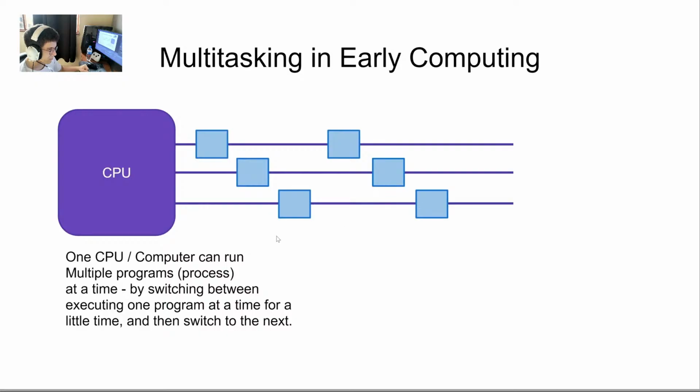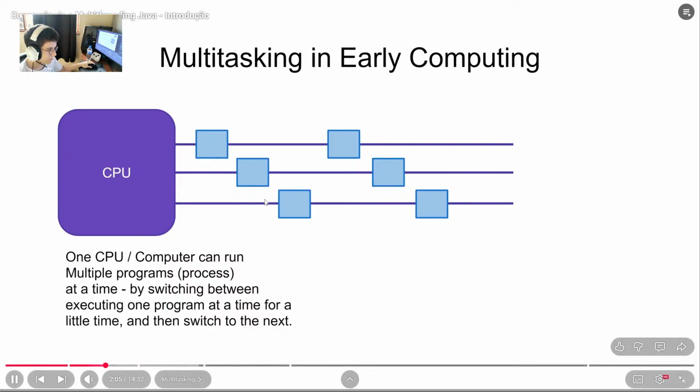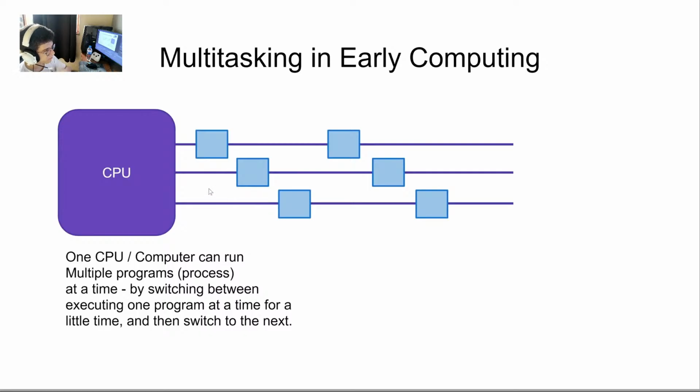This way, it will appear to the user as if all of these applications are actually running at the same time, even though they are actually only running one at a time, but the switches are so fast that the user cannot see or feel the difference. It feels as if all the applications are running at the same time.